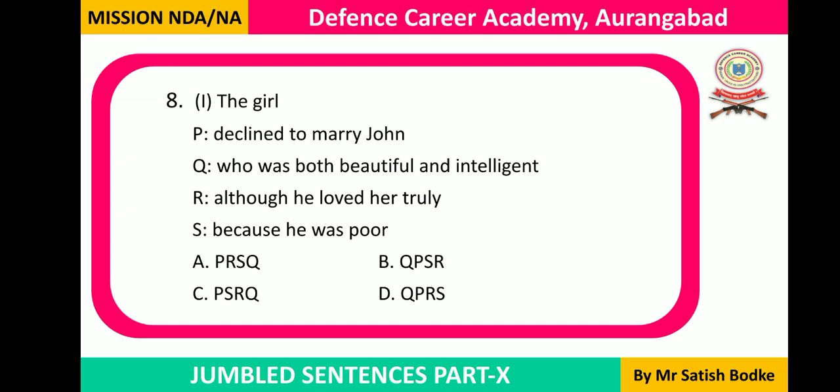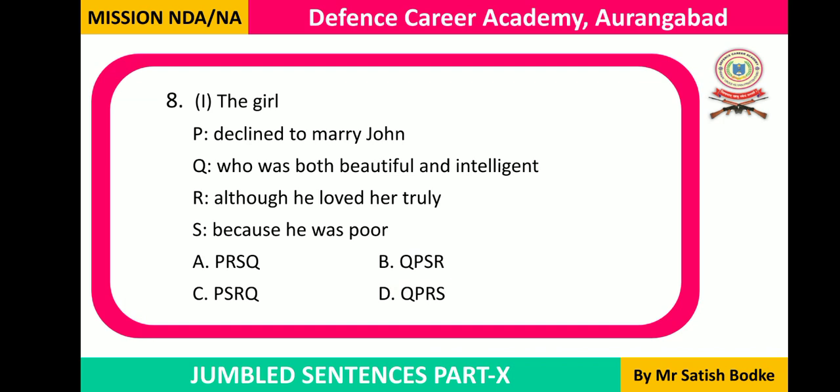John or that girl? So the girl. So this relative clause should follow the subject, the girl. So it should be placed between the subject, the girl, and the verb declined. So the girl, who was both beautiful and intelligent, declined to marry John because he was poor, although he loved her truly. So our sequence is QPSR. QPSR is option B. So our answer is option B. That's all about question number 8.